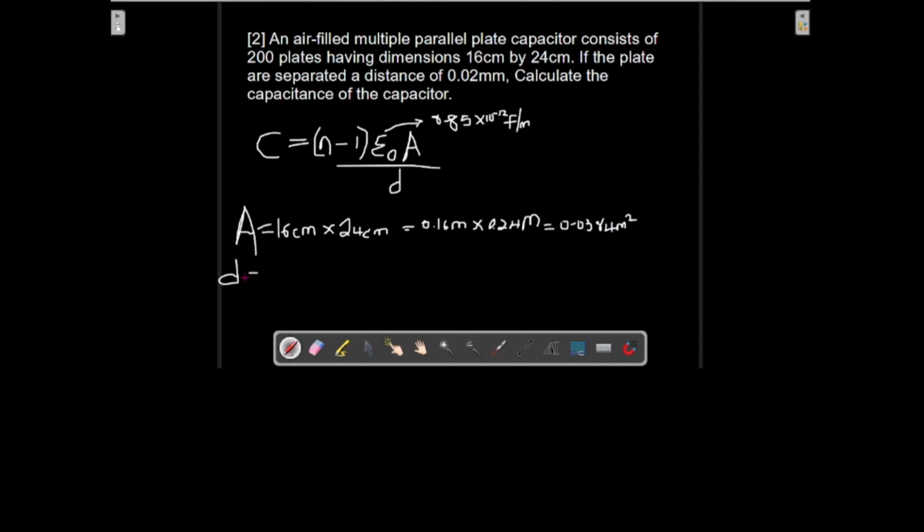The distance from the question was given to be 0.02 millimeter. But of course, we know we have to convert this to meter again. And how do you convert from millimeter to meter? You just divide by 1000. So conversion from millimeter to meter, now we are going to get 0.00002, and this will be in meter.